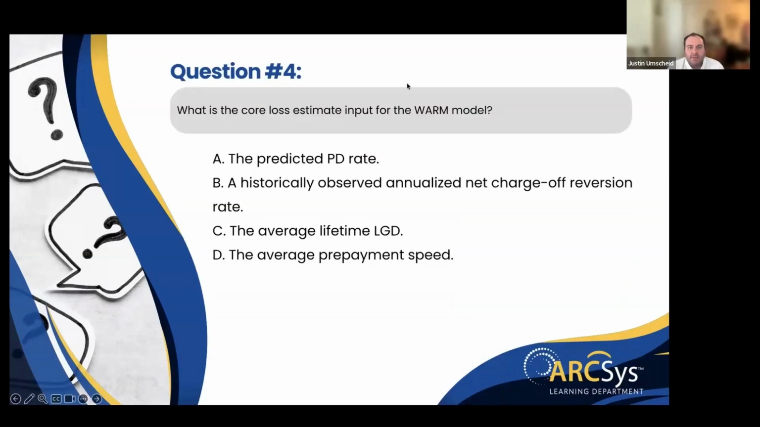The predicted PD rate, a historically observed annualized net charge-off reversion rate, the average lifetime LGD, or the average prepayment speed. Very good. All right. The correct answer was B.